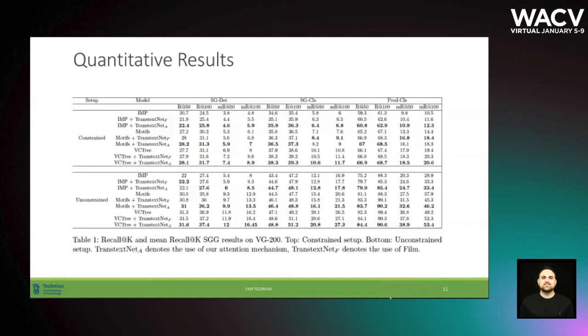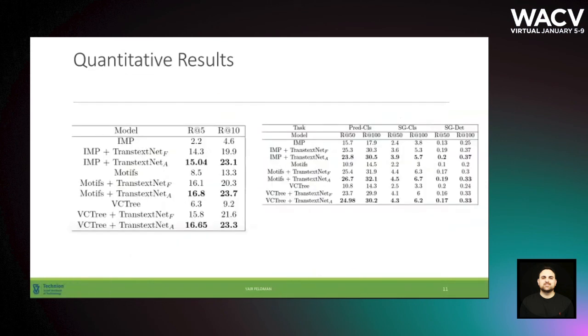Here are the quantitative results for scene graph generation. We see TranstextNet improves all scene graph generation systems and achieves new state-of-the-art results on both recall at K and mean recall at K. Here we see results of unseen relationship recognition on the left and zero-shot scene graph generation on the right, where again TranstextNet improves state-of-the-art by a large margin.